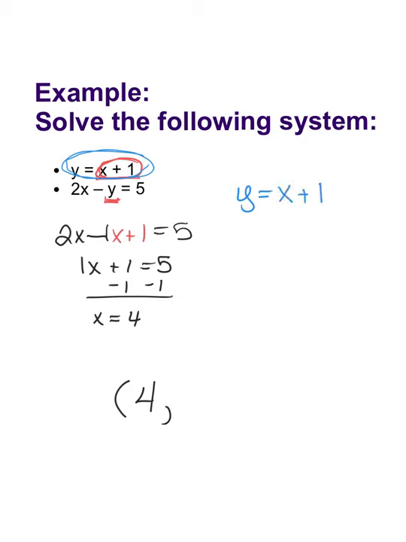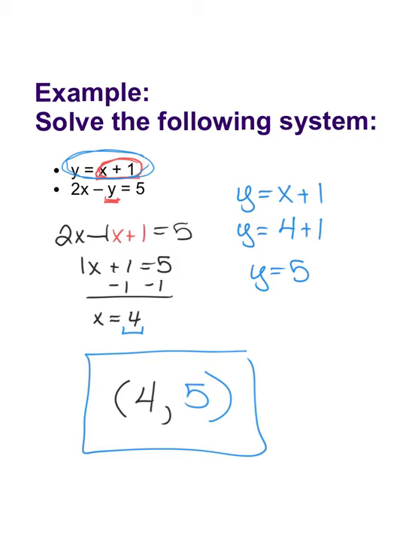We're going to write it down. y equals x plus 1. x is 4, so y equals 4 plus 1. If I do the math, I get y equals 5. So that is the y value in my answer. So my answer is (4, 5). What that means is if I were to graph both of the original lines on a piece of graph paper, they would hit each other or cross each other at the point (4, 5).